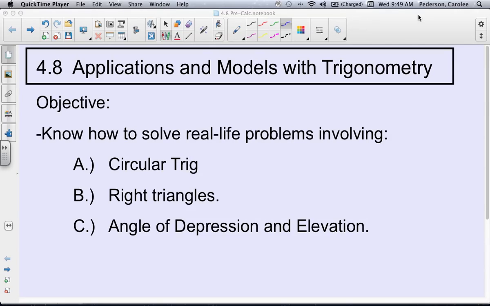This is 4.8, day 2. We focused so far on right triangles and angles of elevation and depression. Today we're going to focus on the circular trig and some real world problems.